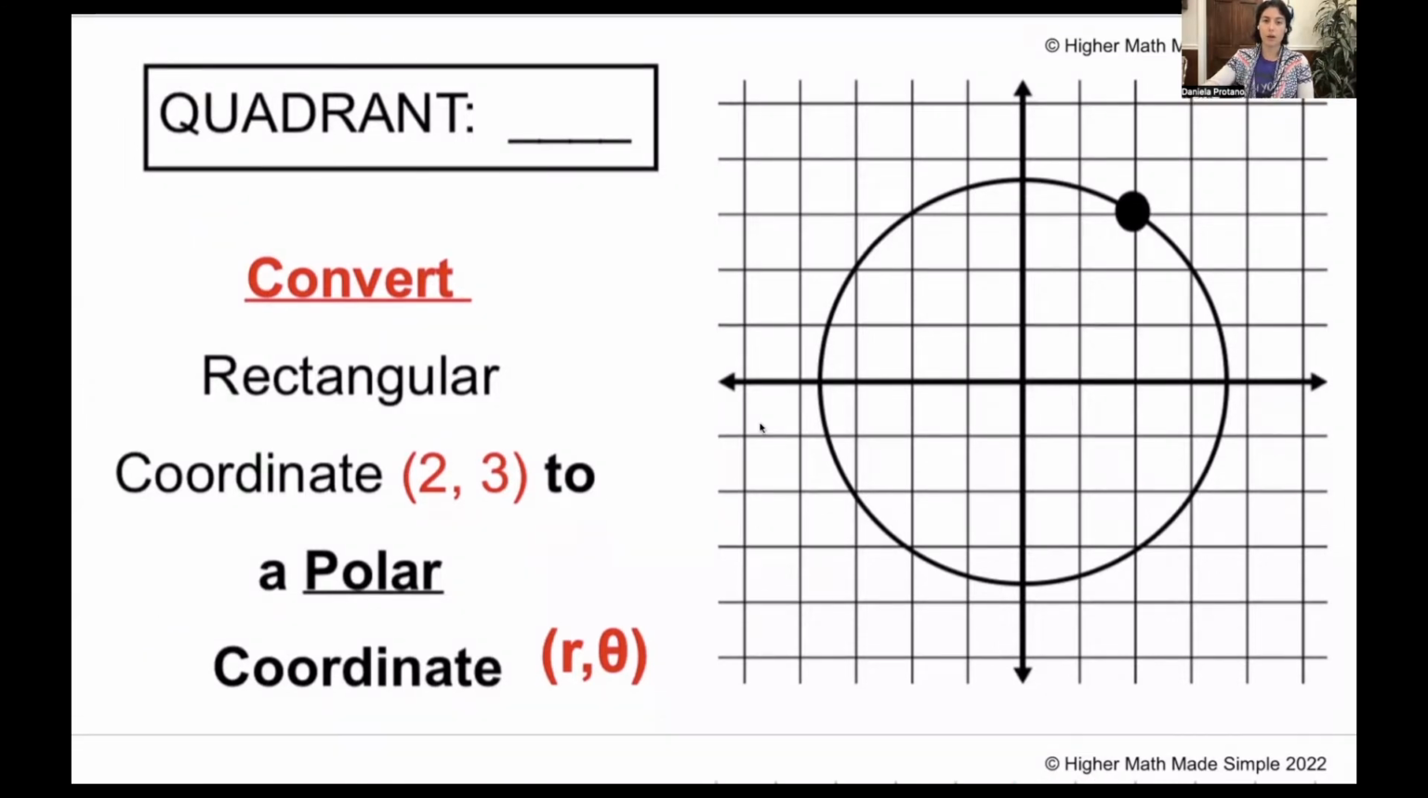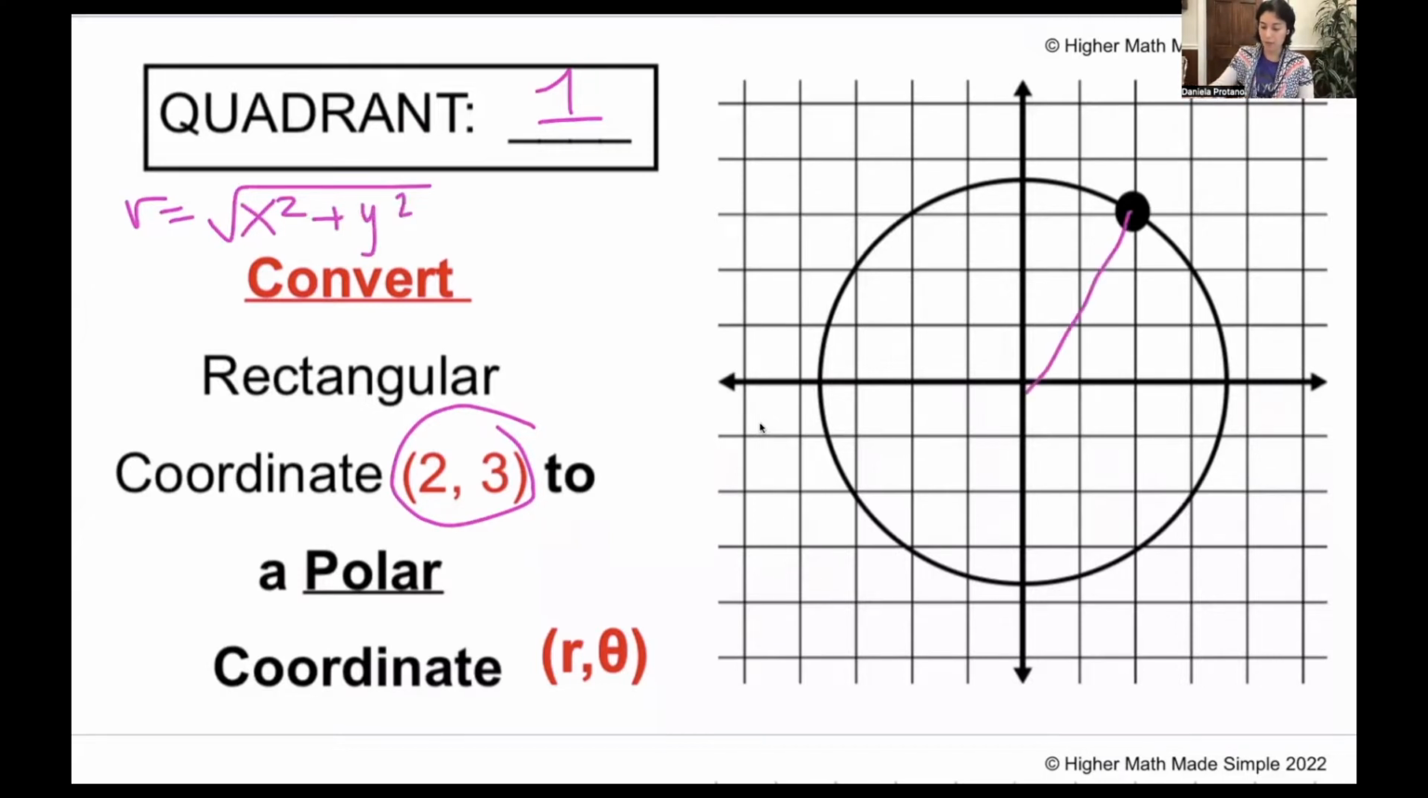So let's take a look at a quadrant 1 rectangular coordinate (2, 3), which is seen over here in this rectangular coordinate system. So R is the simplest one to do. It's just remembering the formula. That's the square root of x squared plus y squared. But where does that come from? It comes from the Pythagorean theorem.